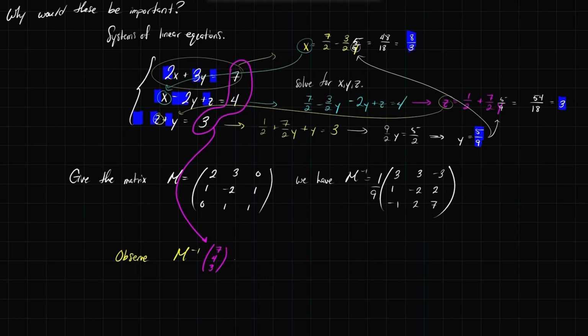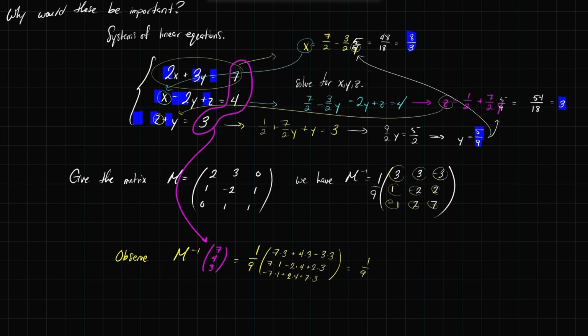That's going to give me 1 ninth times, well, let's think about it. The 7 just goes here, the 4 goes here, the 3 goes here, and it does that all the way down. So I have 7 times 3 plus 4 times 3 minus 3 times 3. And then I have 7 times 1 minus 2 times 4 plus 2 times 3. And I have 7 times negative 1, or negative 7 times 1, plus 2 times 4 plus 7 times 3.